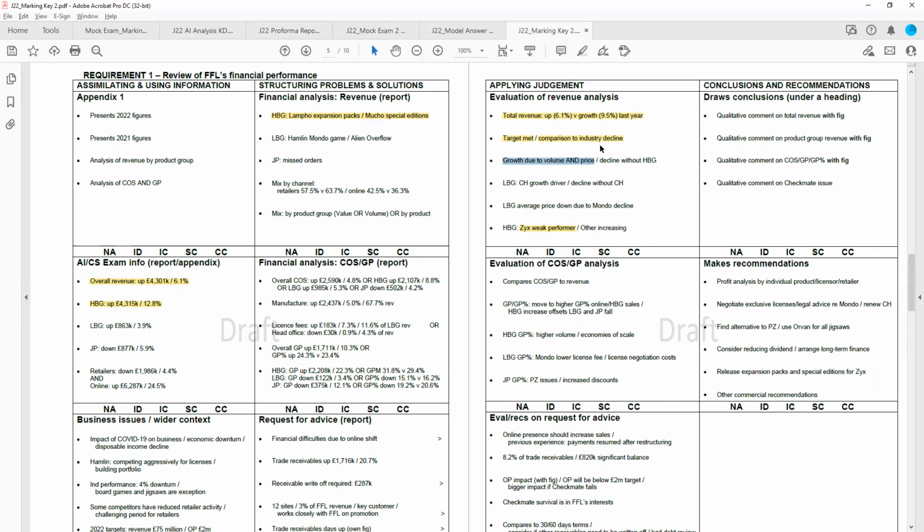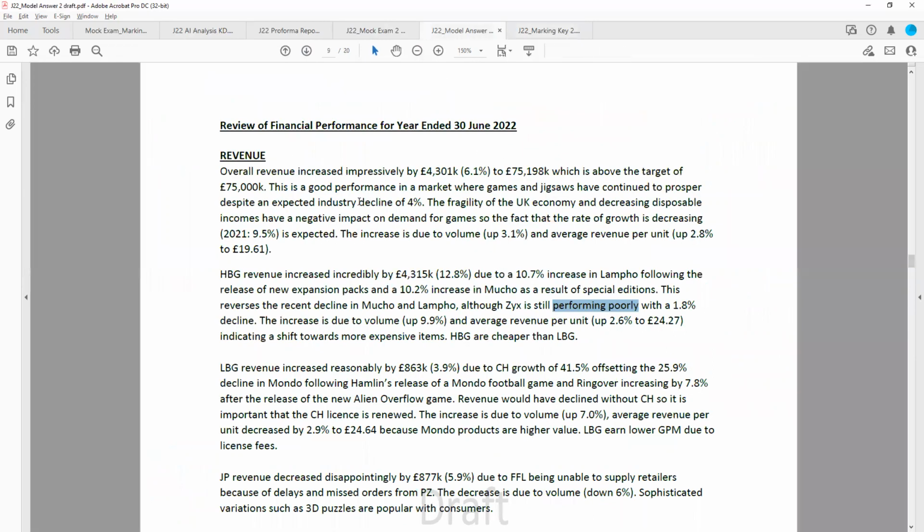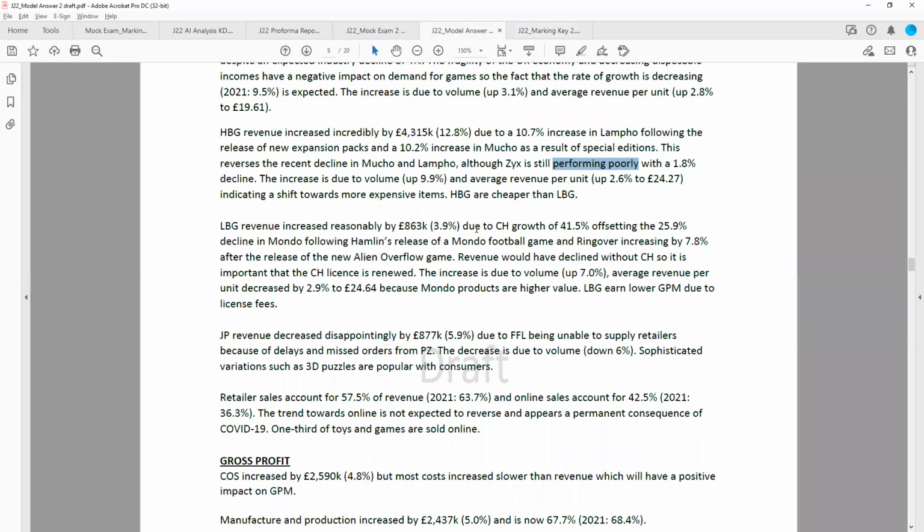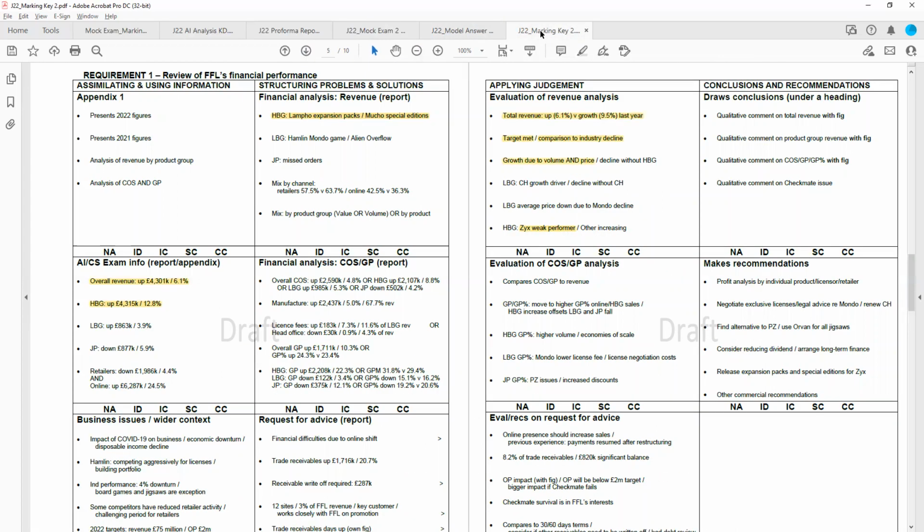Growth due to volume and price, we mentioned that. Could have said it had declined without HBG. So you can see here quite a few points we've picked up there. We've actually picked up most of these points. And then we just go through each of the others. So number, reason, as we've said. So CH growth offsetting the decline of Mondo, ring over up as well. So quite a few reasons we picked up. There were quite a lot of reasons there.